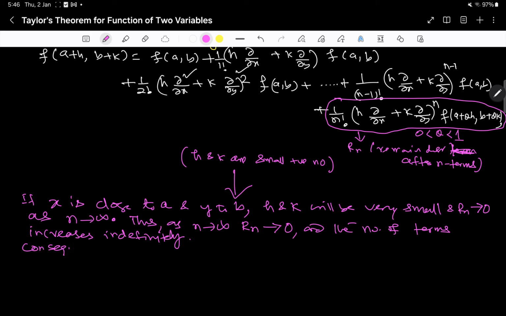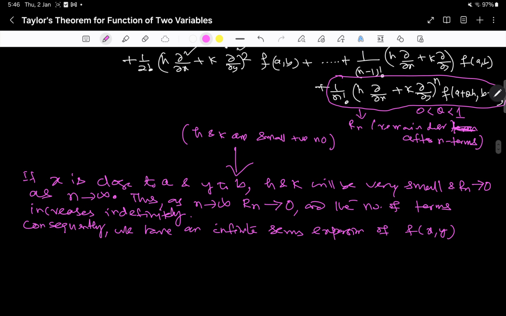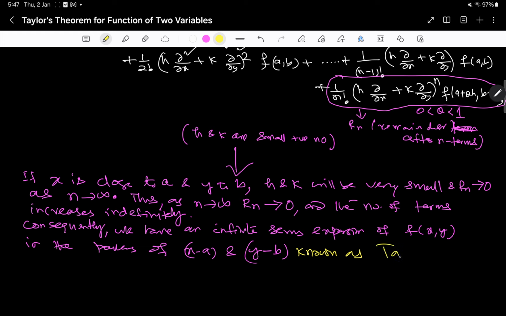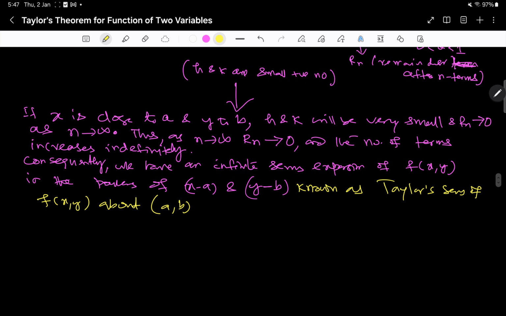Consequently, we have an infinite series expansion of f of x y in the powers of x minus a and y minus b, known as the Taylor series of f of x y about (a, b).